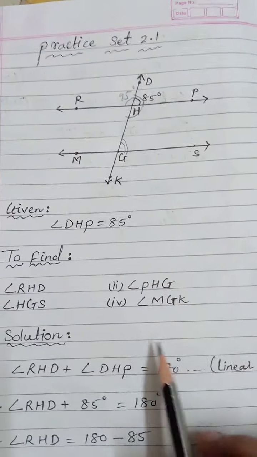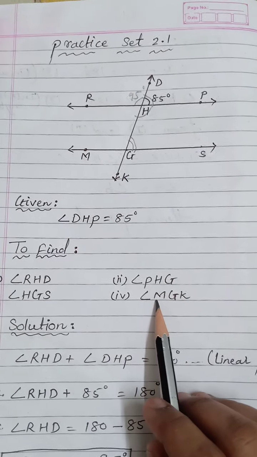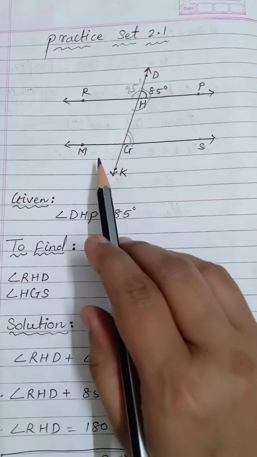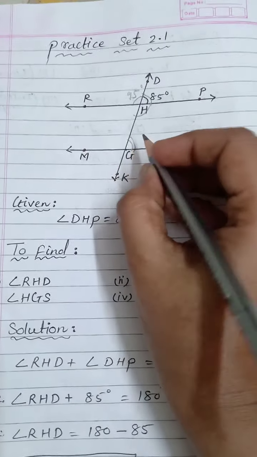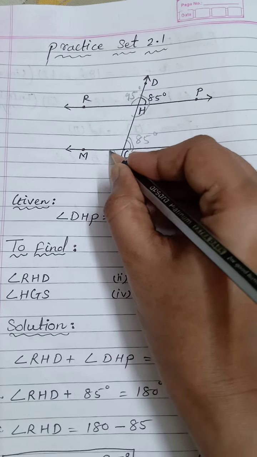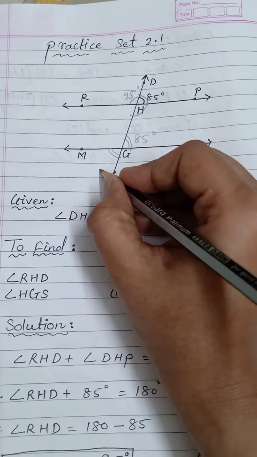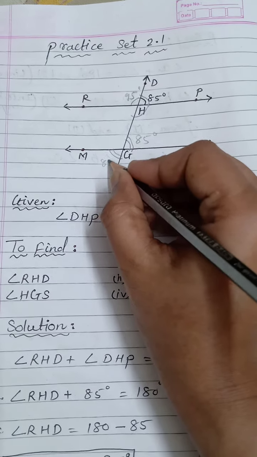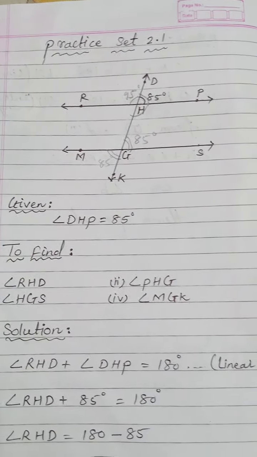Now we will see the last sub question, that is angle MGK. Now we have just got that HGS is 85 degree. This angle and angle MGK are vertically opposite angles. So this will also become 85 degree. So we will take that only.